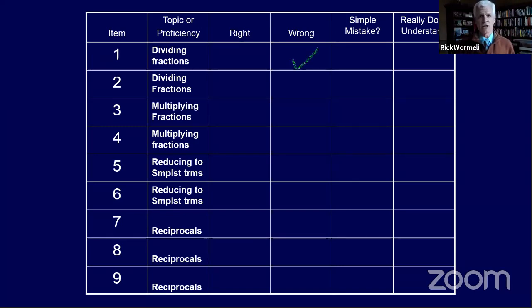Number one was dividing fractions. I got it wrong. I really don't get it. Number two is dividing fractions. I got it wrong. I really don't get it. Is there a pattern developing? Yeah. So they fill it out.